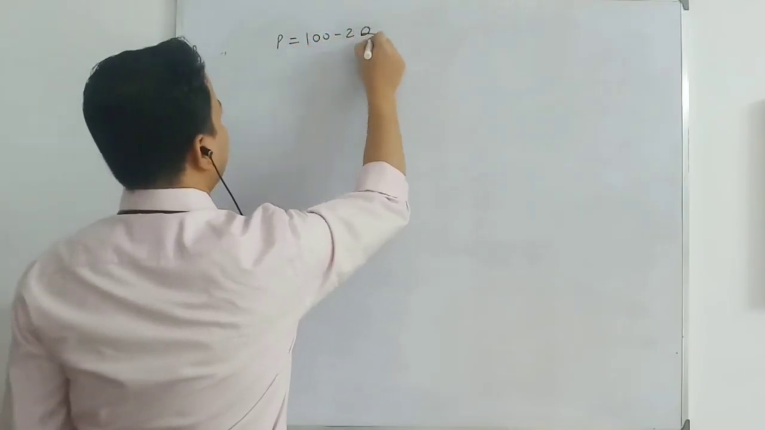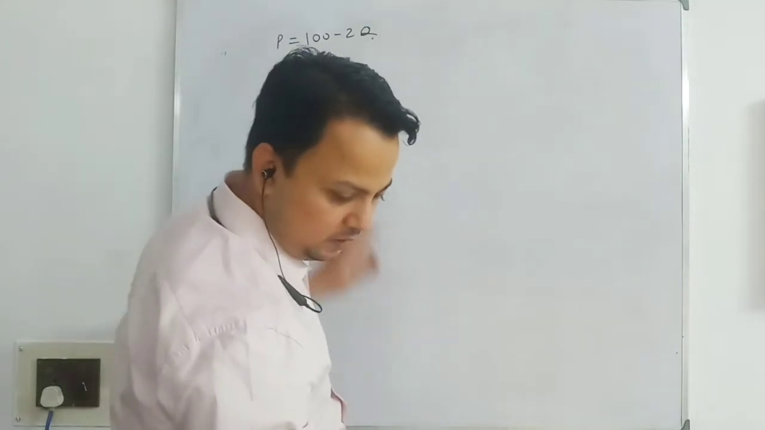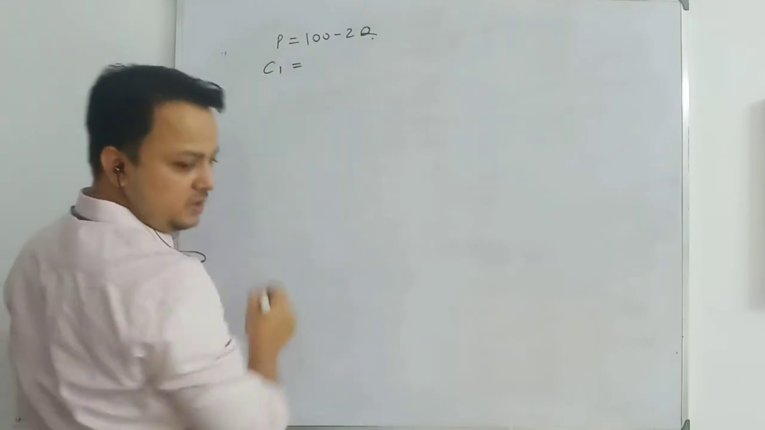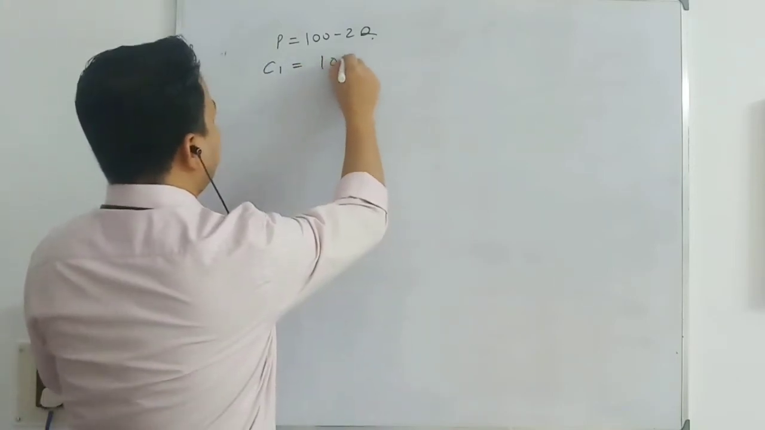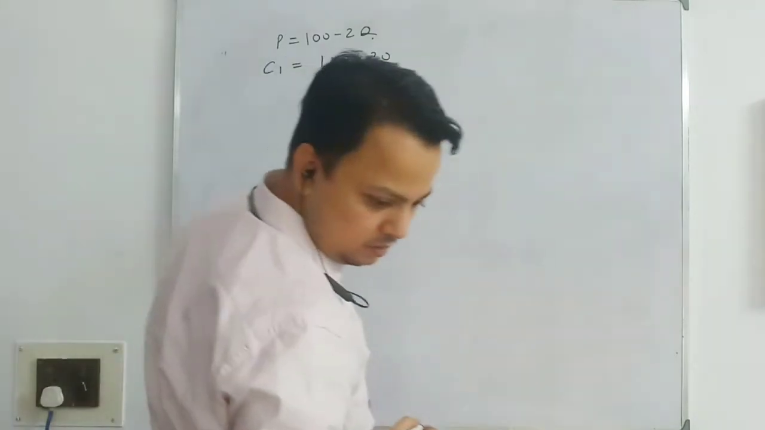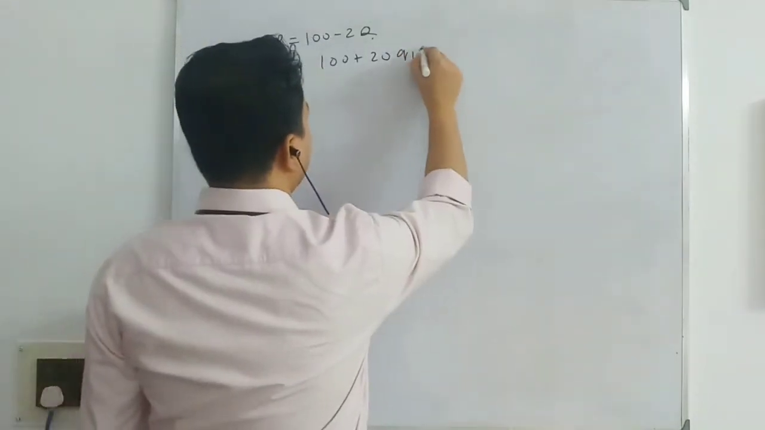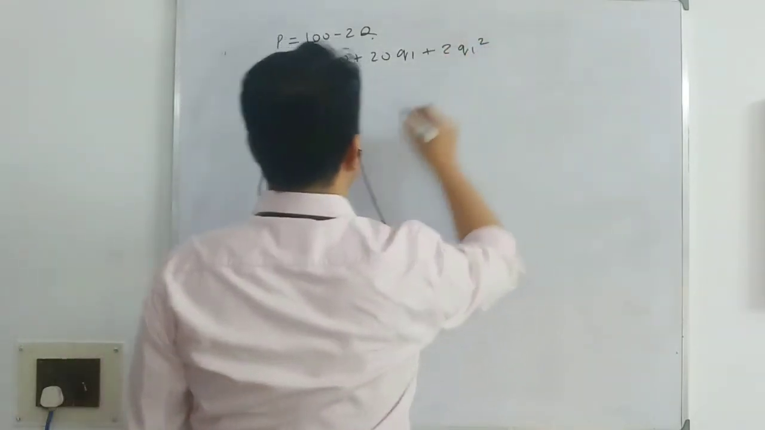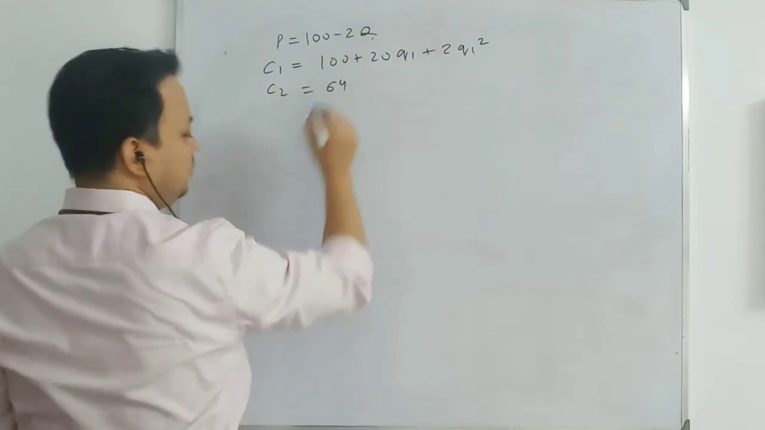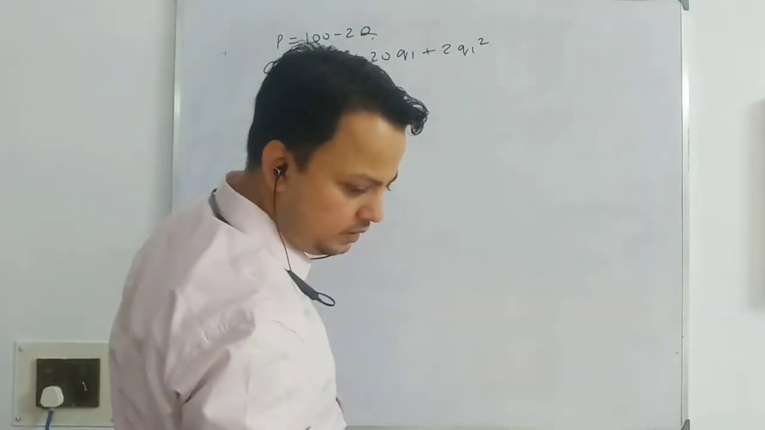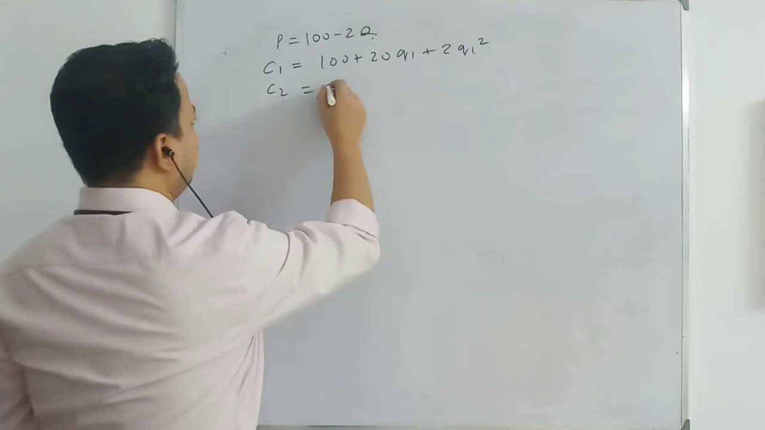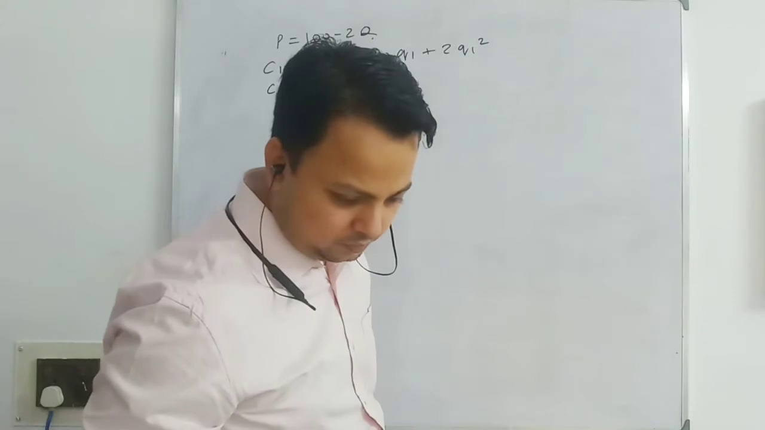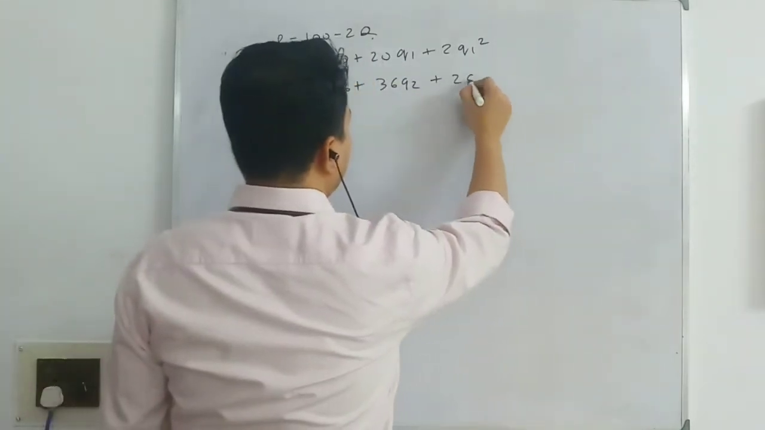100 minus 2q. Remember the process I have provided. If you remember that, it will be easy. Cost of first firm is 100 plus 20q1 plus 2q1 square. Cost of firm 2 is 48 plus 36q2 plus 2q2 square.